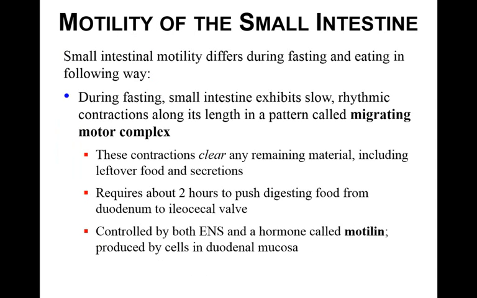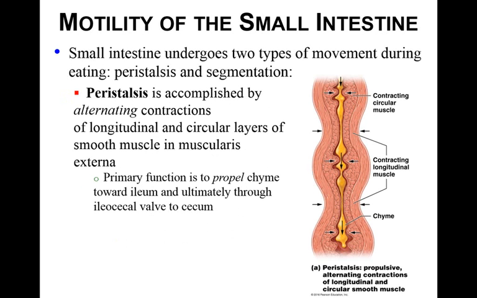Small intestinal motility differs during fasting and eating. So during fasting, it's of course slow. It does have rhythmic contractions called the migrating motor complex. They just clear any remaining material. It requires about 2 hours to push food from the duodenum to that ileocecal valve. And it's controlled by a hormone called motilin.